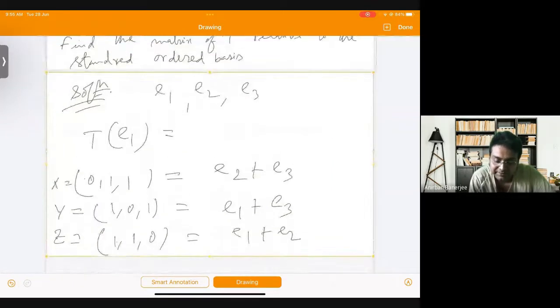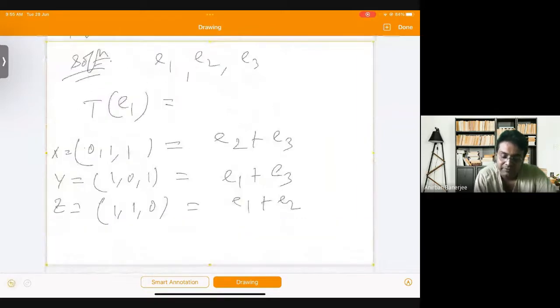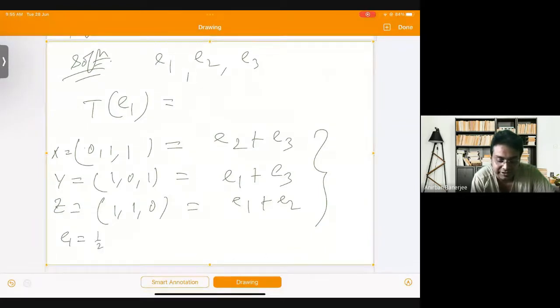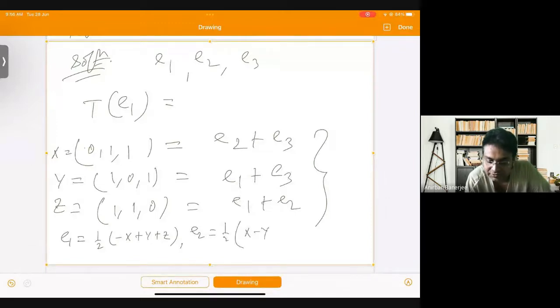If this is the case, then from here we can easily figure out E1, E2, E3 in terms of x, y, z. If you just equate, it's not difficult. E1 will be half of minus x plus y plus z. Similarly, E2 will be half of x minus y plus z. And E3 will be half of x plus y minus z.